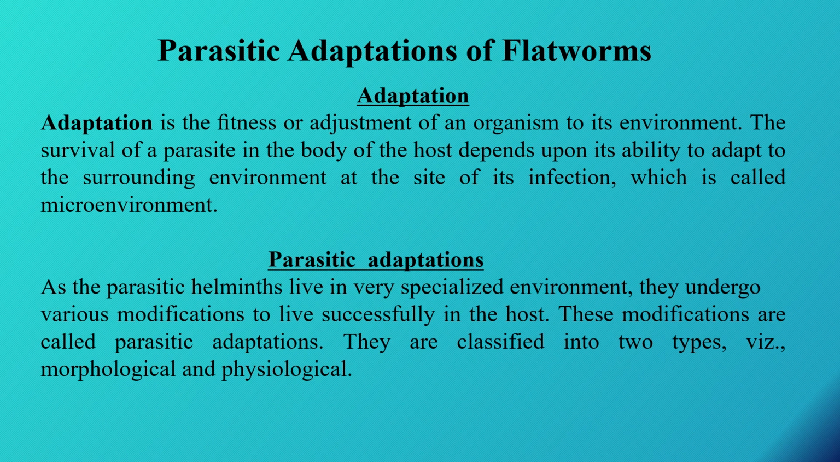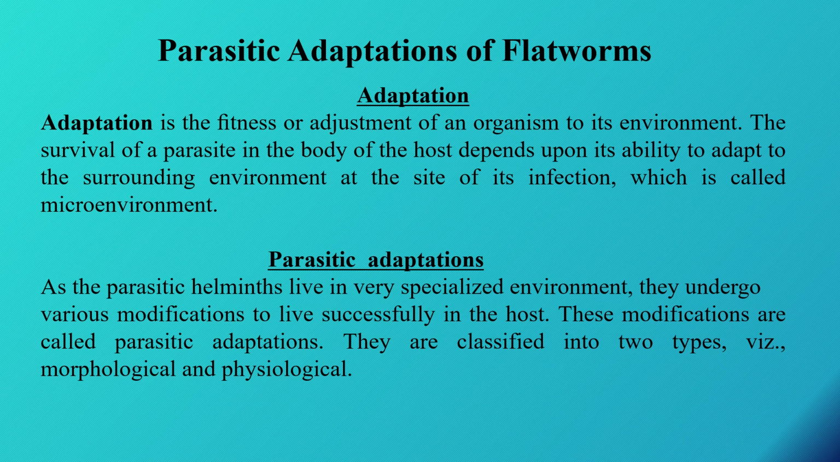The parasitic adaptations of flatworms. Let's learn about the parasitic adaptations. Let's first learn the definition of adaptation. What is adaptation? Adaptation is the fitness or adjustment of an organism to its environment. The survival of a parasite in the body of the host depends upon its ability to adapt to the surrounding environment at the site of its infection, which is called the microenvironment. So this adaptation results in certain convenient morphological and functional correlations between the organism and its environment.